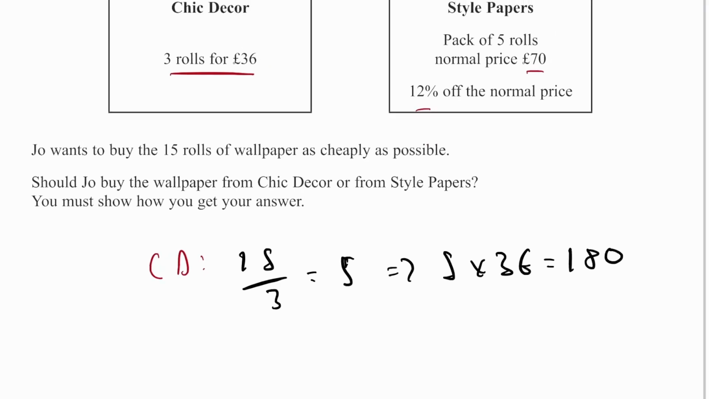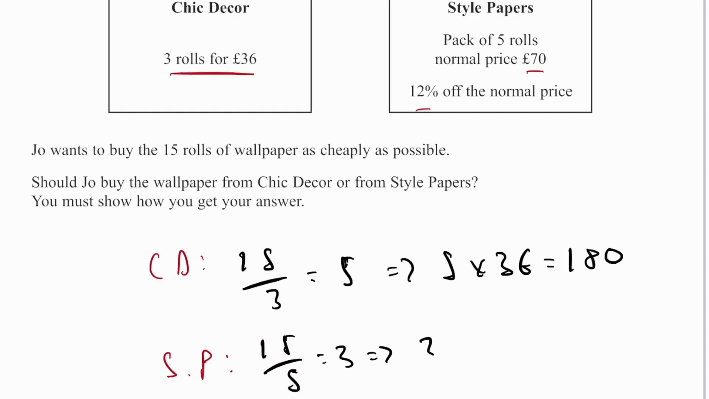Then we can do the same thing for Style Papers. So I'll write it over here. Style Papers, you get 5 rolls for the normal price of £70, but you get 12% off. So you need 15 over 5. That will tell you how many of this deal you need. So that's going to give you 3.